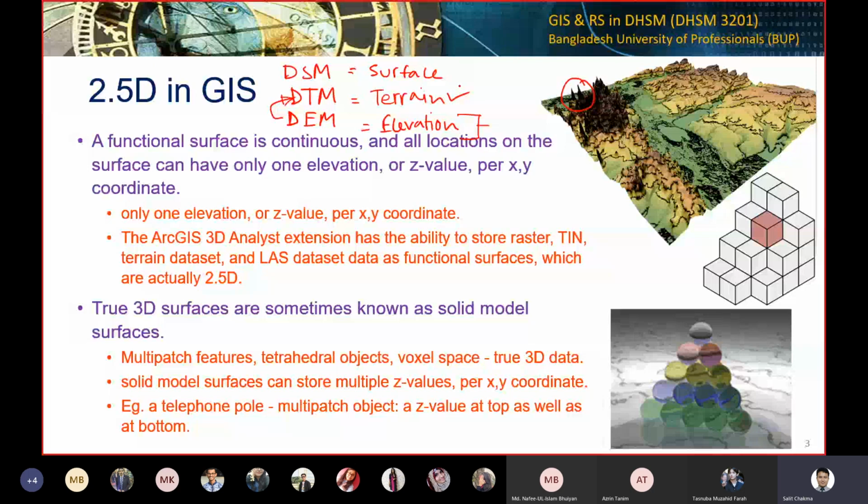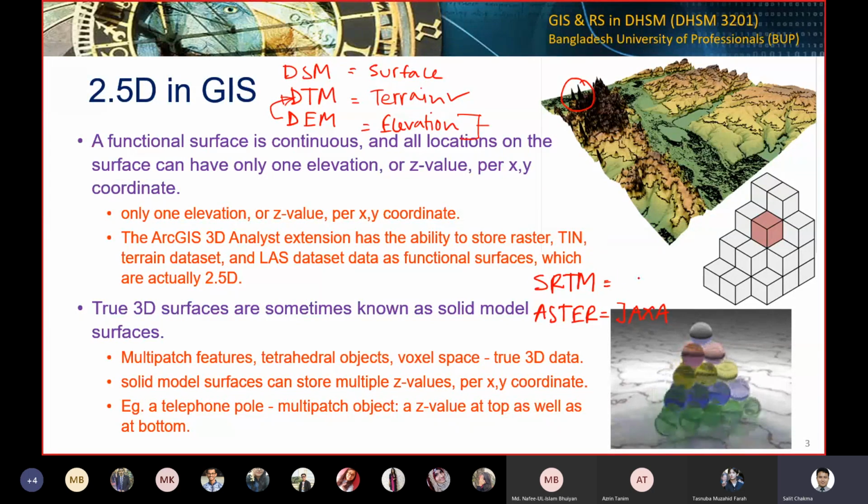All we get, there are some satellites, for example from the US we have SRTM, and from Japan we have ASTER. ASTER is from JAXA, and SRTM, I think, is from NASA or some such. I'm not quite sure. You can get them from USGS as well. USGS has one portal. USGS, sorry, United States Geological Survey.